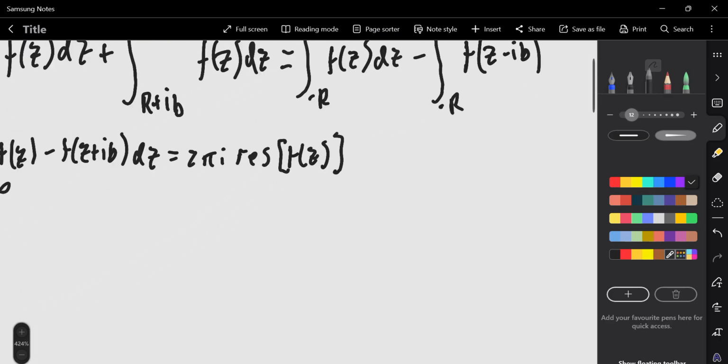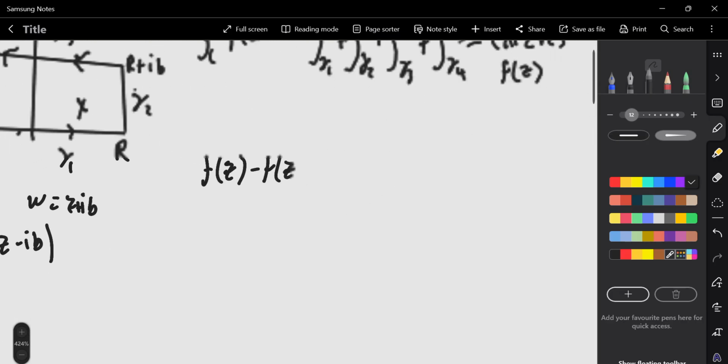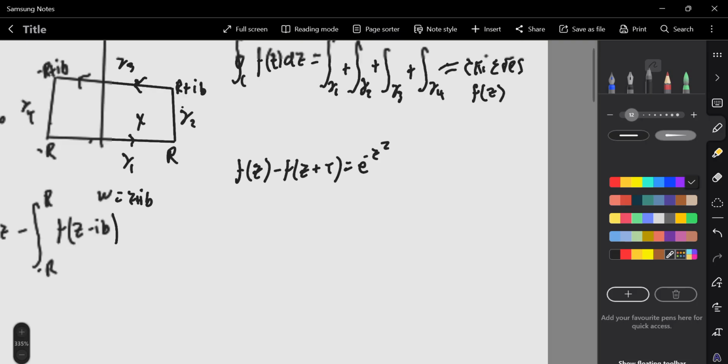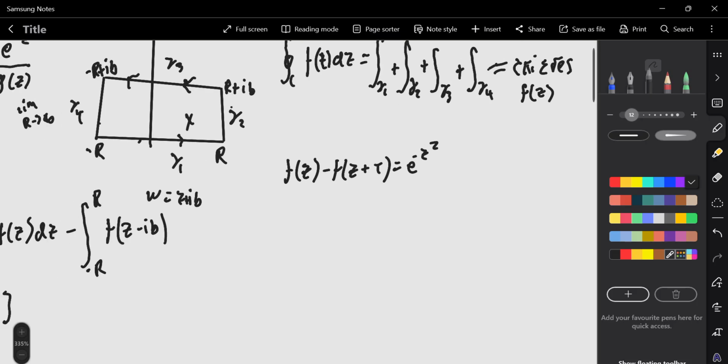So we're going to use tau. We want f of z minus f of z plus tau to be equal to e to the minus z squared. Nice. That's all I wanted to do was get rid of the i b, which we've done.